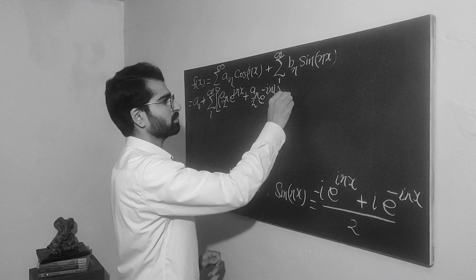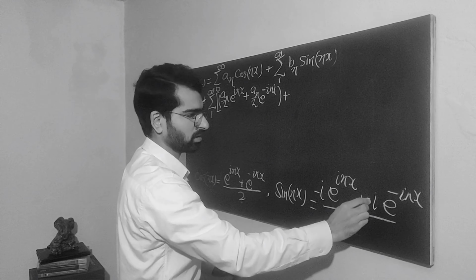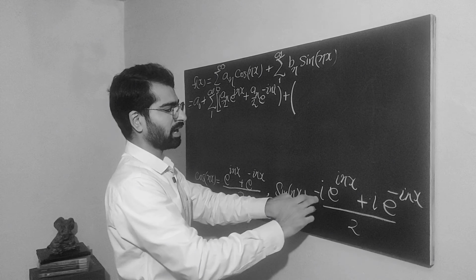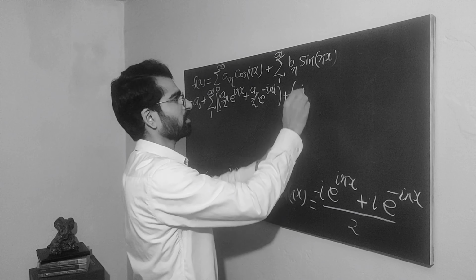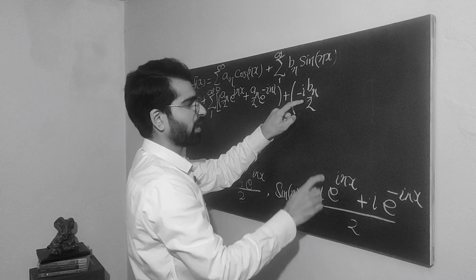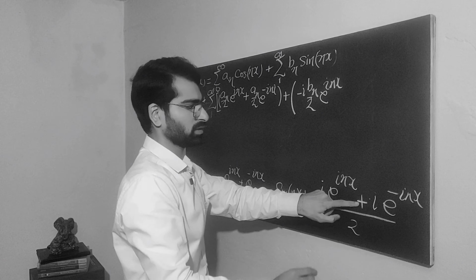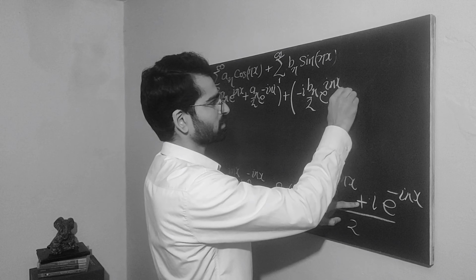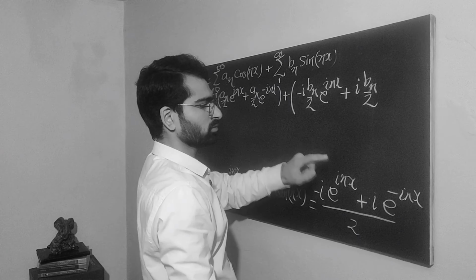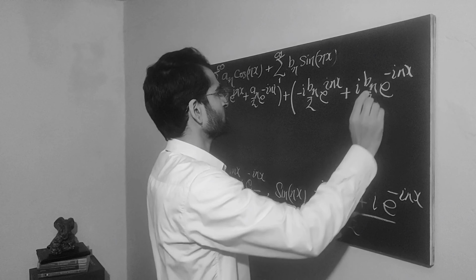Then I take this and put here, Bn will come here, here, and then I separate them. I get minus I Bn over 2, this one, times e to the I n x. Then this plus I Bn over 2 times e to the minus I n x.